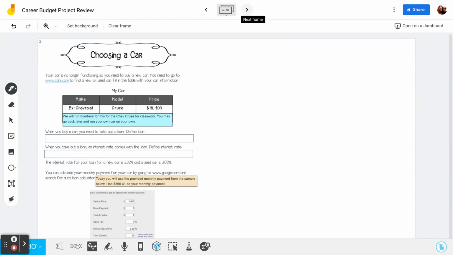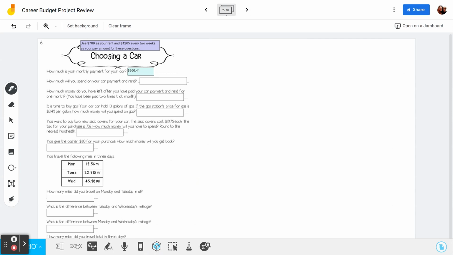All right, so for the next section, you didn't have to run any of these numbers. This little guy down here was already pre-done for you based on the fact that this was the car we were going to use, and we generated that that was what you were going to owe. So there was literally nothing you had to do here except fill in the definitions, and I was pretty lenient on what you guys could fill in. You could Google anything you wanted. And then I told you that you were going to use $789 for your rent, that you were $1,265 income every 2 weeks, and that this was going to be the monthly payment that you started with. So all of your other numbers should be based on that.